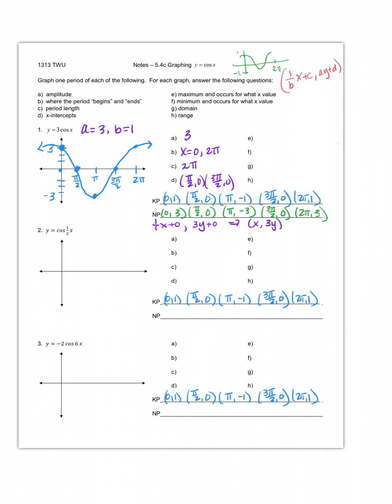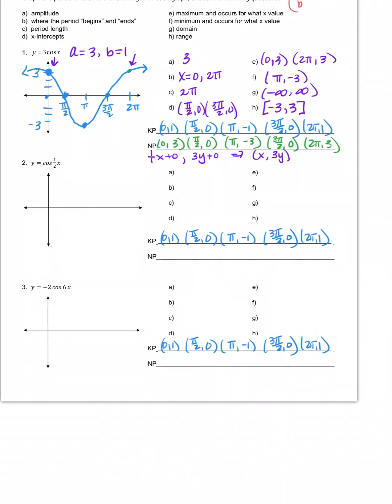E is the maximum. So notice that when you do cosine, you got 2 maximums, don't you? We have one at 0, 3, and then at 2 pi, 3. One minimum at, where is that, pi, -3. Domain, like before, it's a continuous curve, so the domain is all real numbers. And the range from lowest to highest, -3 to +3. There it is.